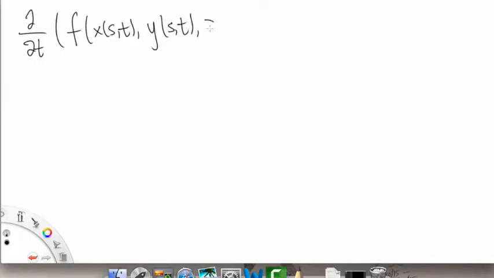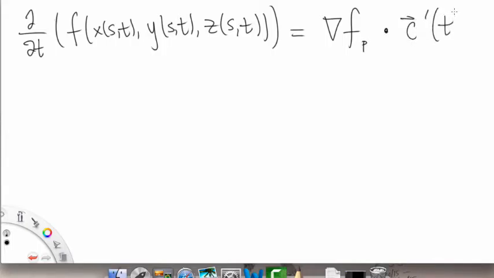All right, and similarly, let's look at what would happen if we tried to take the partial derivative with respect to t. So let's try it here. We have our function, and then our z of s and t. If we did that, then this is equal to the gradient of f at a point dotted with c prime of t, with respect to t.